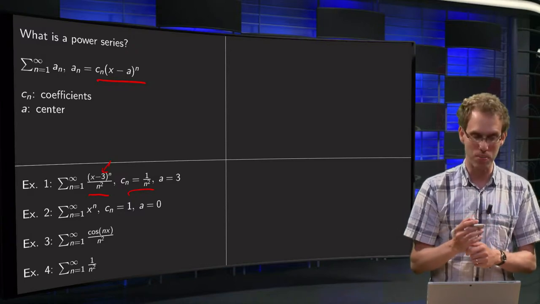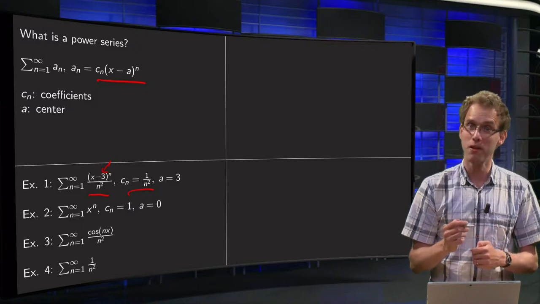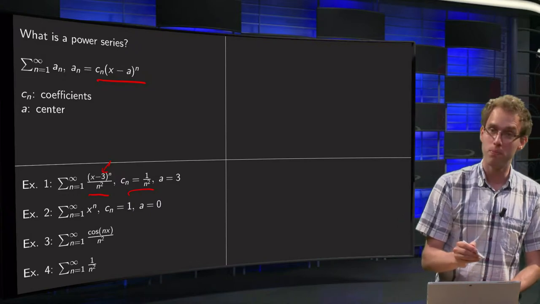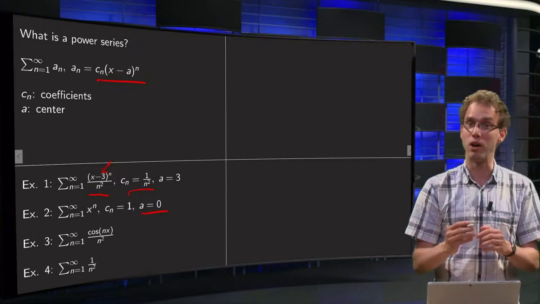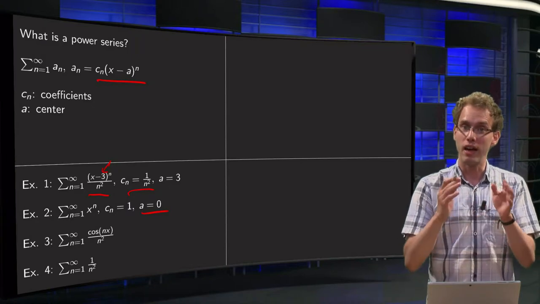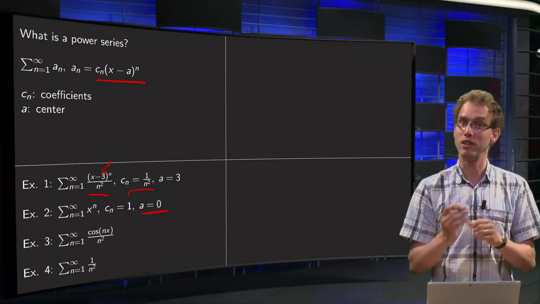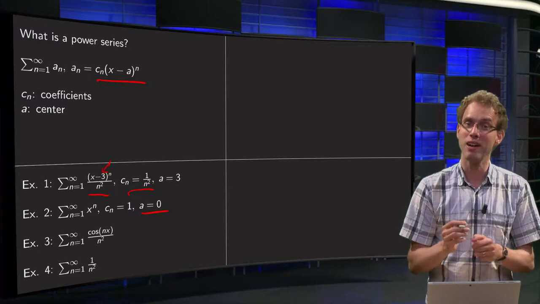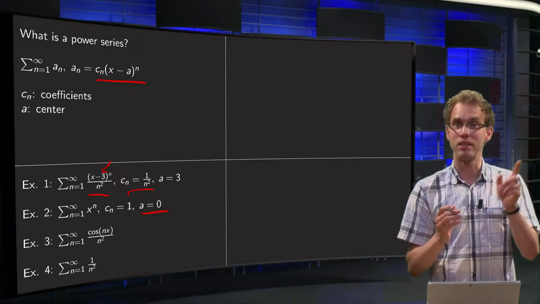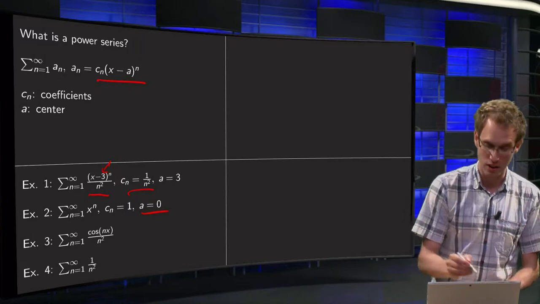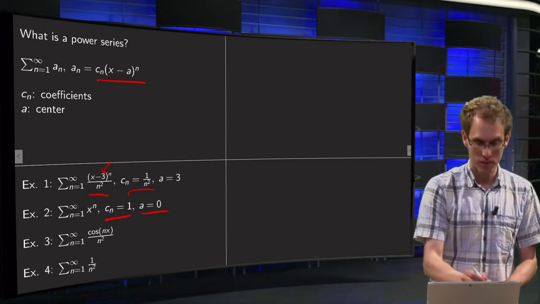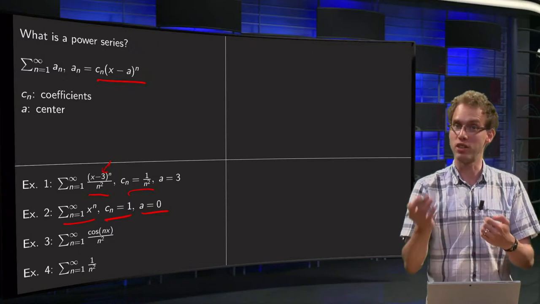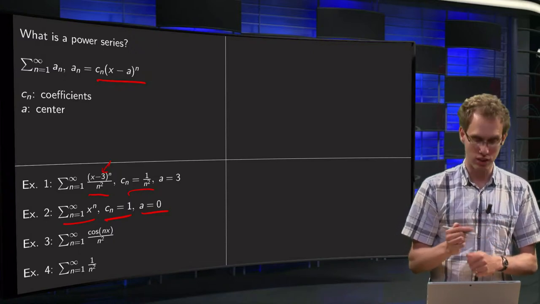Let's look at the second example. It looks a bit different, looks a lot easier. Where is our a? Well, we can take any parameter if we want, so our a is in this case just 0. So we have (x minus 0) to the power n becomes x to the power n, so that's nice. Where are the cn? I just have x to the power n. Well, that's even better. We have all the time 1 times x to the power n, so all the cn are just 1. So this example is also a power series, a bit easier, where all coefficients are 1 and the center is 0.